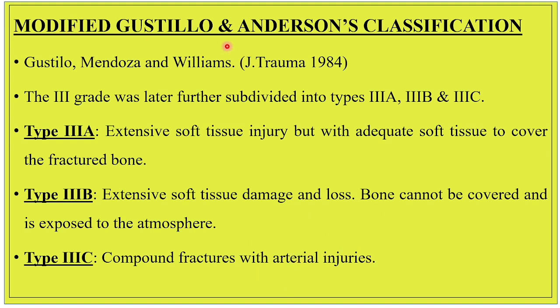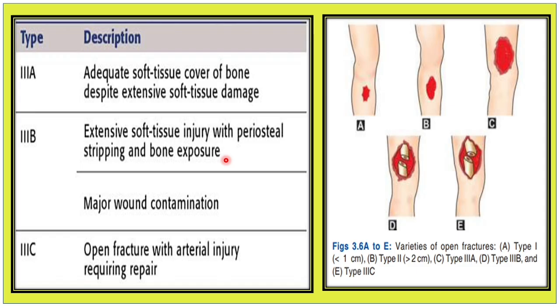So this is the modification of the normal Gustilo-Anderson classification, published in the Journal of Trauma in 1984 by Gustilo, Mendoza, and Williams. They divided the third grade of the normal Gustilo-Anderson classification of 1976 further into type 3A, type 3B, and type 3C. So this is the diagrammatic representation of the modified Gustilo-Anderson classification.